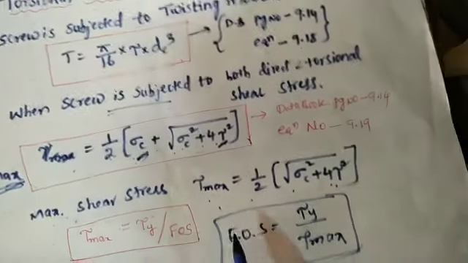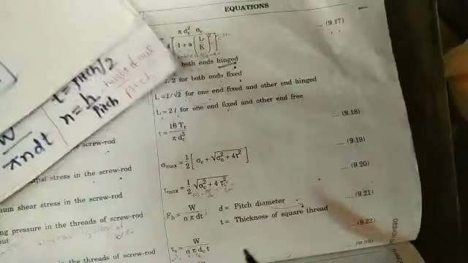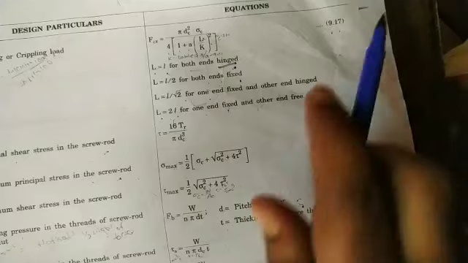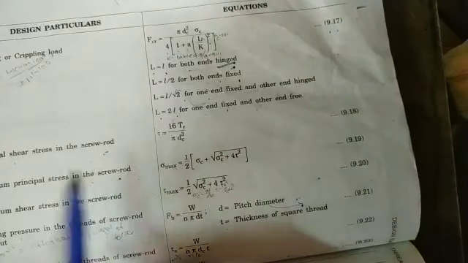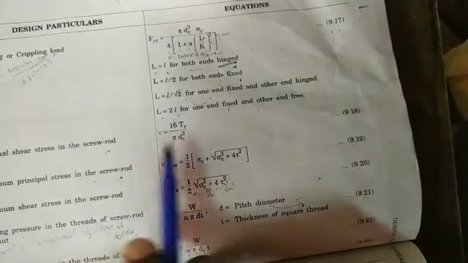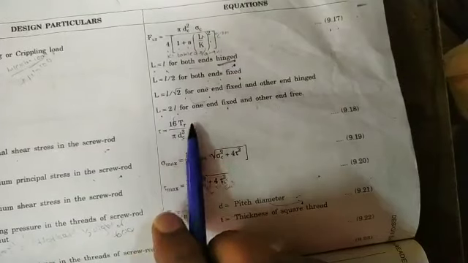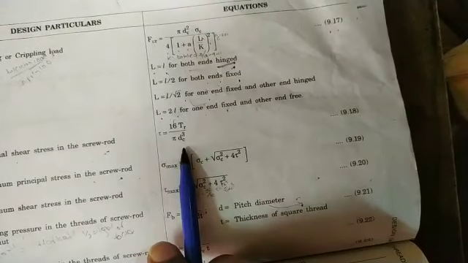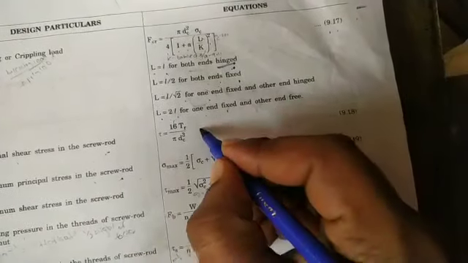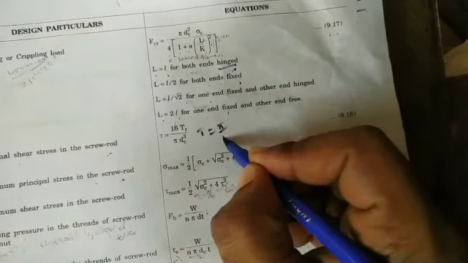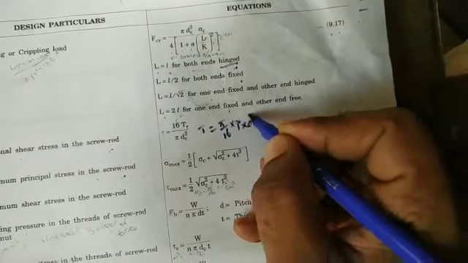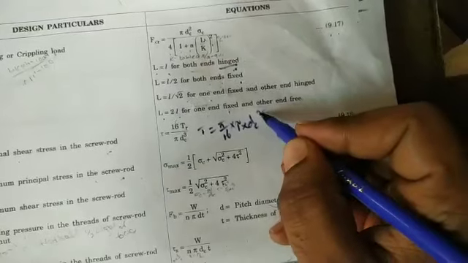are also given in the data book. Please see the formulas. The page number is 9.14. Then the torsional shear stress in the screw rod: tau equals 16 into T by pi into Dc cube. Okay, so we know the actual formula: T equals pi by 16 into tau into Dc cube.